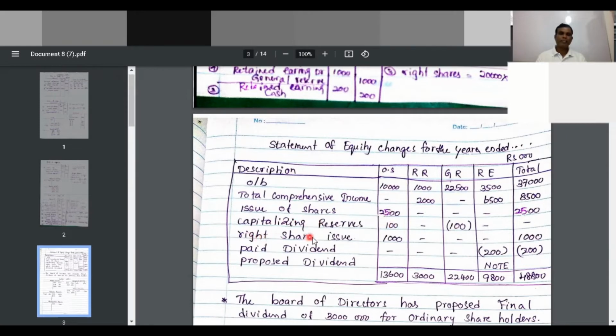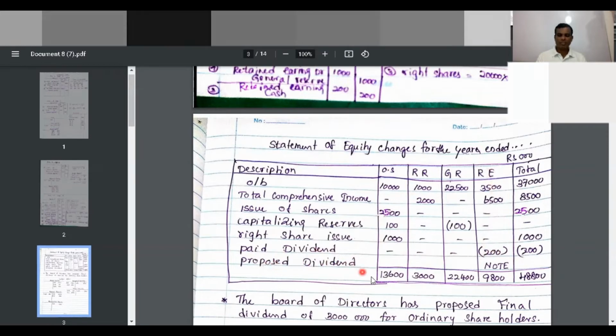Yes, sir. Rights share issue, value is 1,000. And then due to the rights share issue, double entries: cash account debit, stated capital account credit, so that the stated capital or ordinary shares value increases. Next one, paid dividend. Due to paid dividend, double entries: retained earnings account debit, and as cash is going out, cash control account credit, so that it is subtracted.